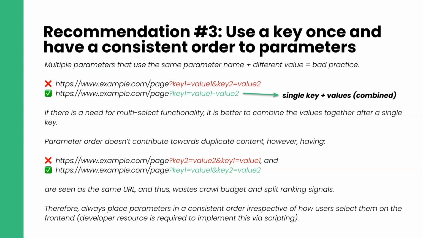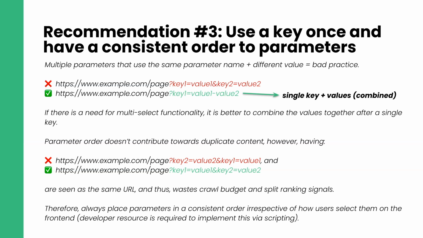Recommendation number 3. Use a key only once and have a consistent order to parameters. Now, multiple parameters that use the same parameter name and different value, that is a big no-no. So for example, here we have multiple keys assigned and values to the same key, whereas here you just want a single key plus the value. So what's wrong with here is that there's a second key added to it.